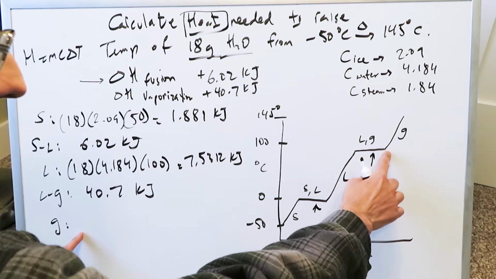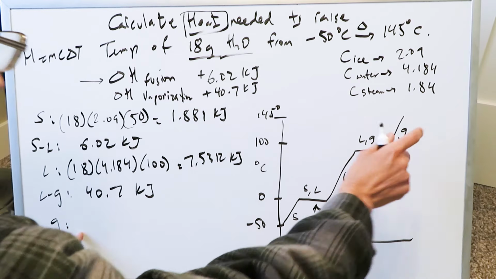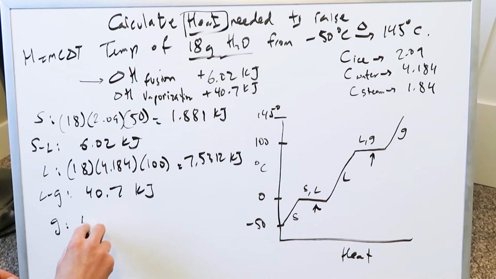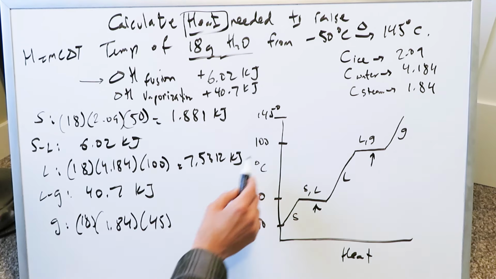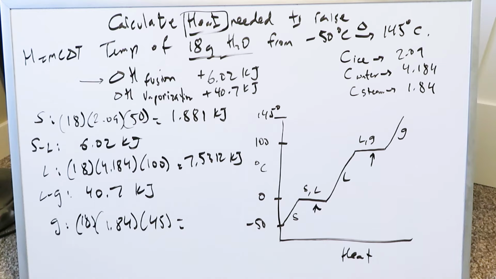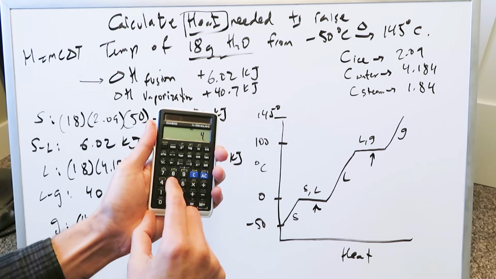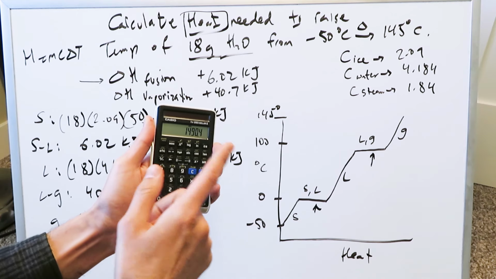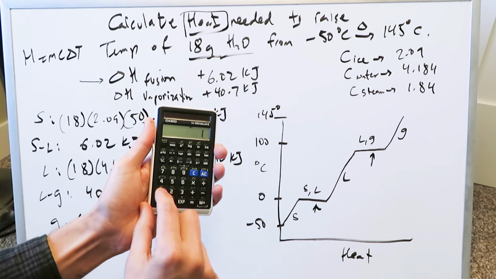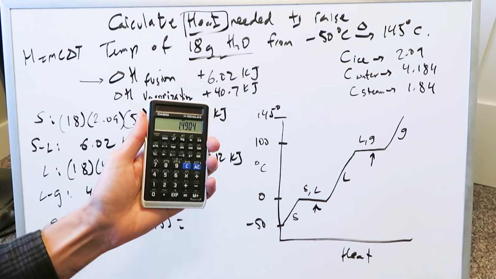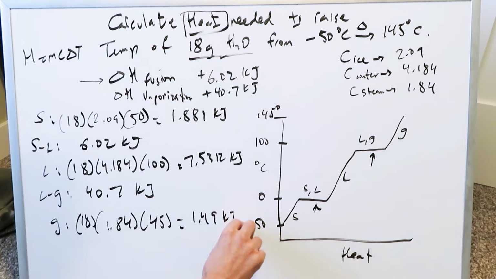To account for this transition here, you have mcΔT. You have 18 grams. In all instances, you have the heat capacity 1.84 and you have a temperature change here of 45 degrees from 100 to 145. Let's calculate this. You'll have 18 times 1.84 times 45. You have 1490 joules. Divide that by 1000 and I'll have 1.49 kilojoules. Everything here is positive because these are all endothermic processes.